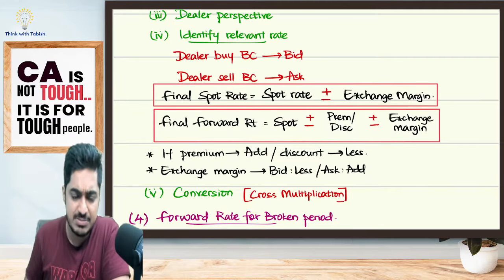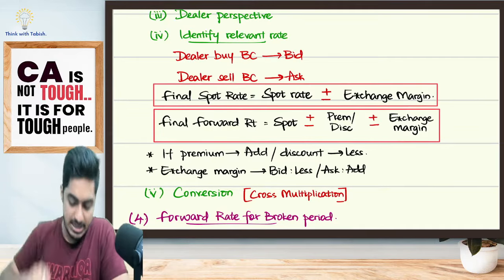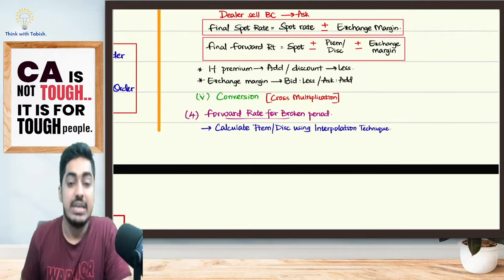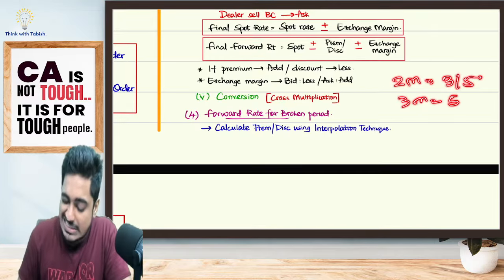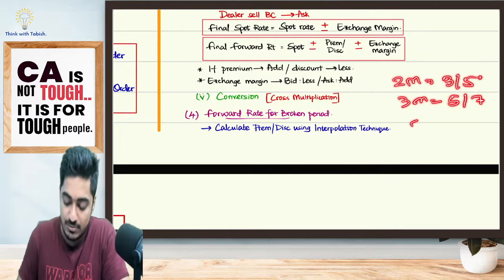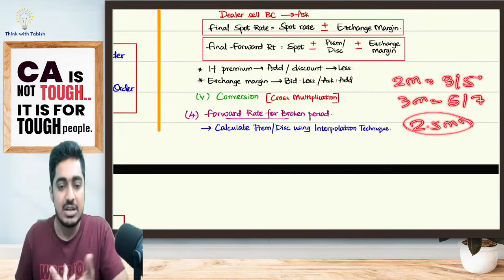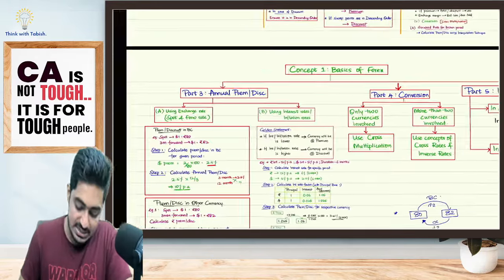How do I adjust the exchange margin? Bid means I will be reducing, ask means I will be adding. Is this clear, everyone? If the question is asking you to calculate the forward rate for a broken period, suppose 2 months premium is given, say 3/5, and 3 months is given, assume 5/7. The question is asking for 2.5 months, how much is it? Interpolation, you calculate. Is this clear, everyone?